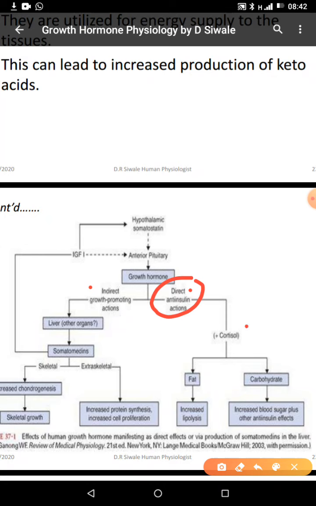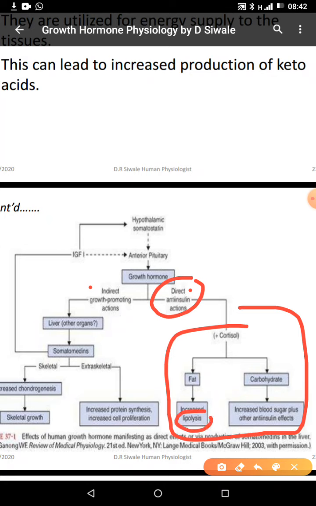So we won't waste much time here. We know the actions of insulin. It will increase lipolysis, growth hormone. It will increase blood glucose, the blood sugar levels. We know insulin causes hypoglycemia. So growth hormone will cause hyperglycemia. So it also acts synergistically with the cortisol.